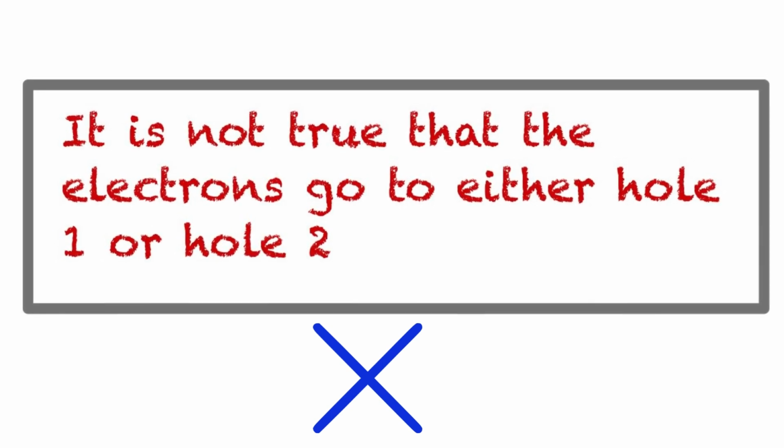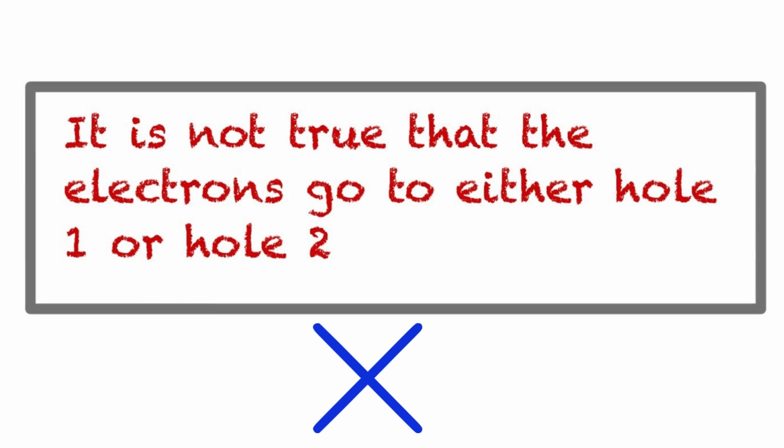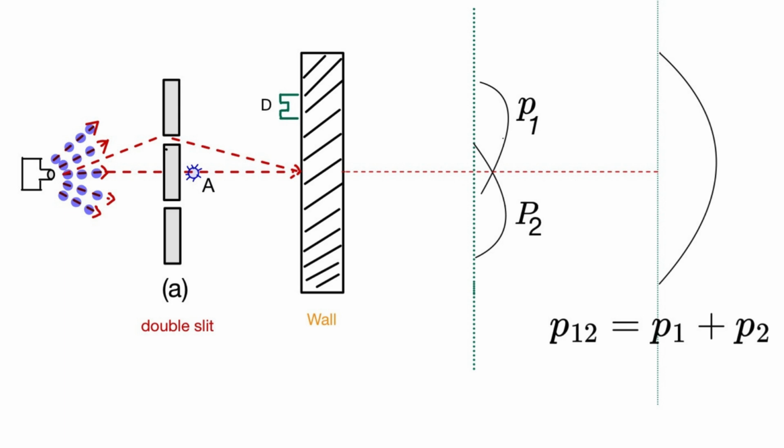It is not true, because the number arriving at a particular point is not equal to the number that arrive through hole 1 plus the number arriving through hole 2. We conclude it is not true that the electron goes either through hole 1 or hole 2. Now, watching the electron. This part is even more exciting.